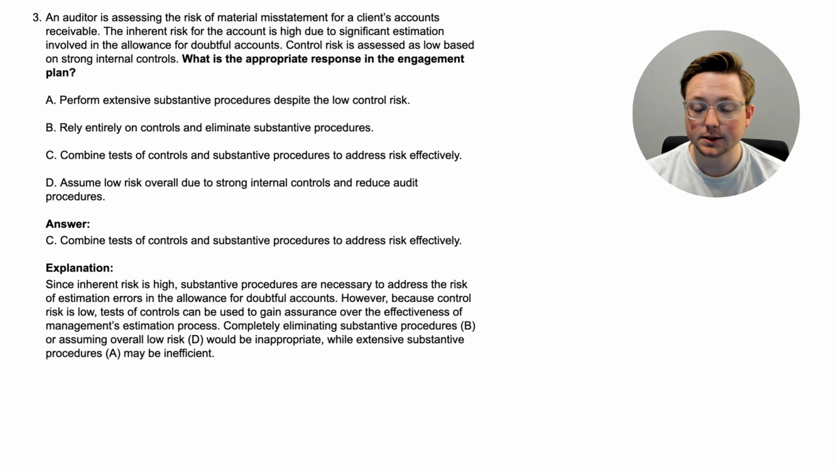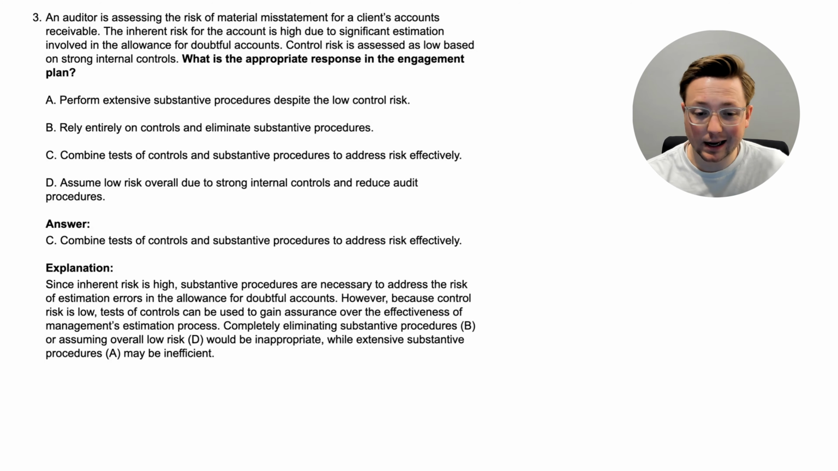Completely eliminating substantive procedures, which was B, or assuming overall low risk, which was D, would be inappropriate. Pretty much never are you going to eliminate the substantive procedures completely, while extensive substantive procedures, and that was option A, may be inefficient. You may not have to do too much because, again, the control risk is low, so you can test the controls to find some things out.